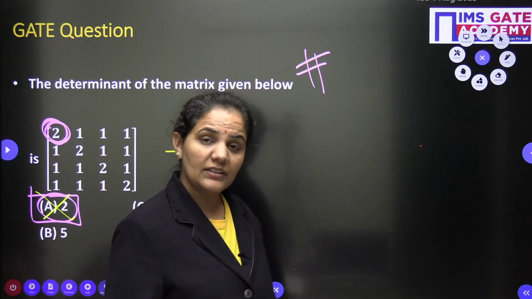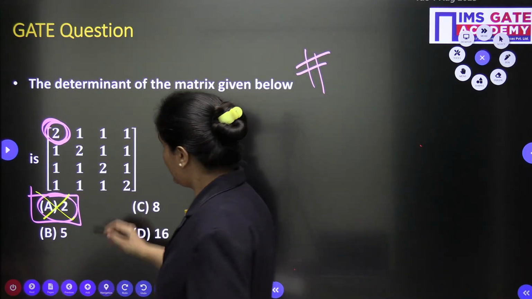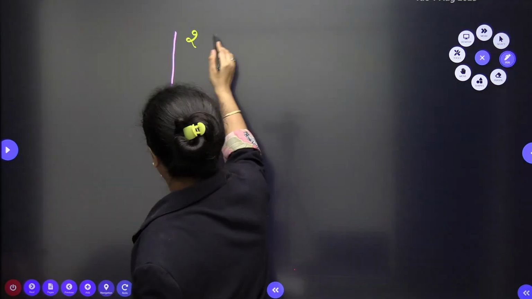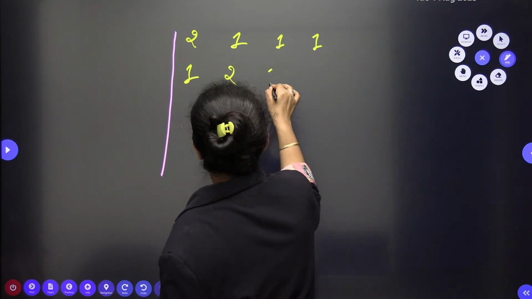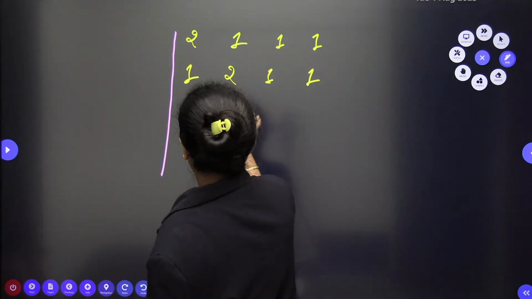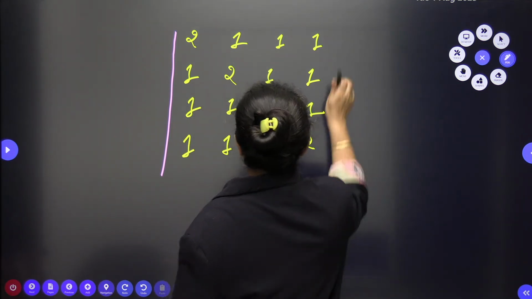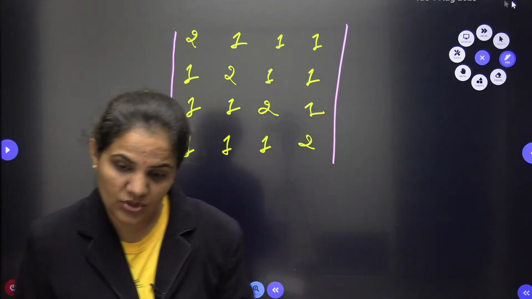Okay. Then what to do? We will use something else here. We can solve this question again very easily, but in a systematic manner. So, 2 1 1 1 I am having. The next is 1 2 1 1. The next is 1 1 2 1. And the next is 1 1 1 2. So beta, how will I approach it?